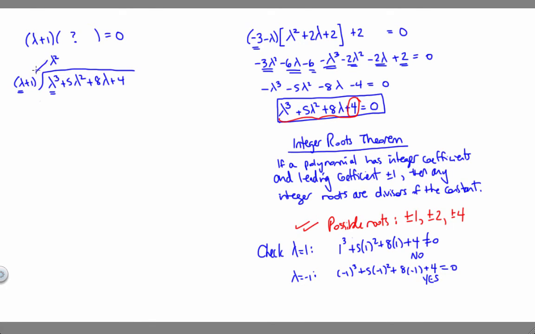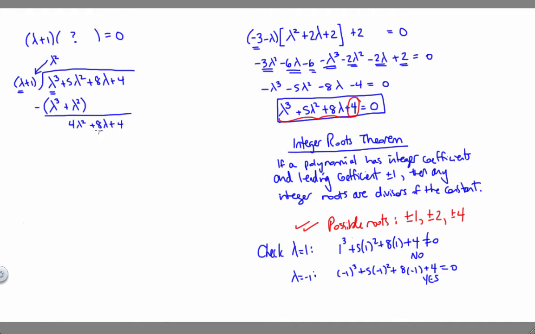And now we're going to multiply lambda squared by our divisor. That's going to give us lambda cubed plus lambda squared. And we're going to subtract off what we've just accounted for. So subtracting off, we'd have no lambda cubeds, 4 lambda squareds, and we've still got 8 lambda plus 4.